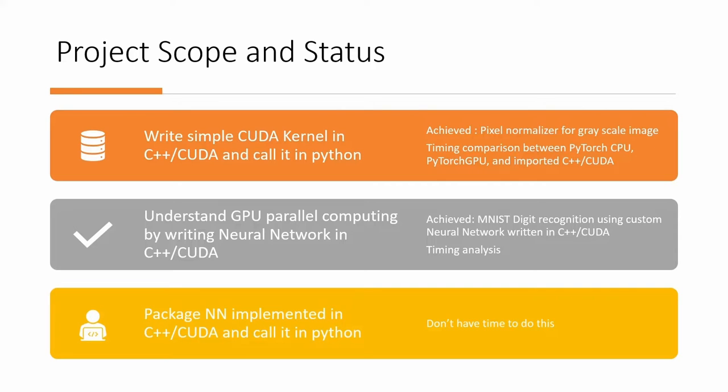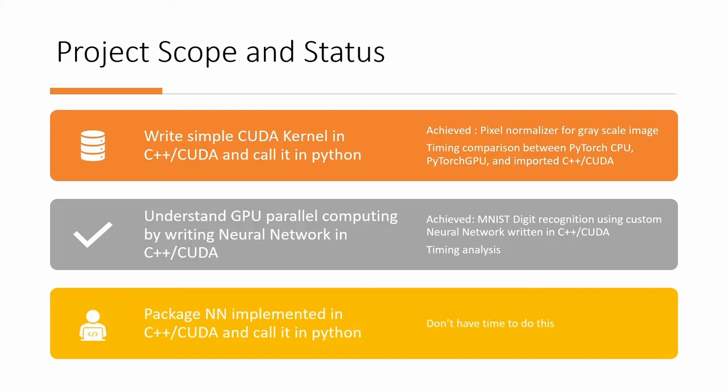So for this project, I want to first of all write a simple CUDA kernel in C++ and CUDA, and then call it in Python. This goal is achieved. I wrote a pixel normalizer for normalizing pixels for grayscale images. And then I did a timing comparison between PyTorch CPU, PyTorch GPU, and the imported C++ CUDA kernel.